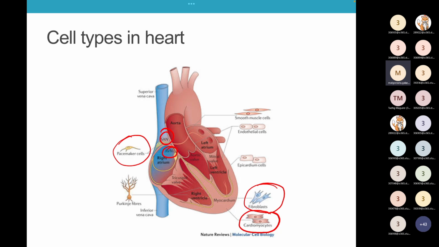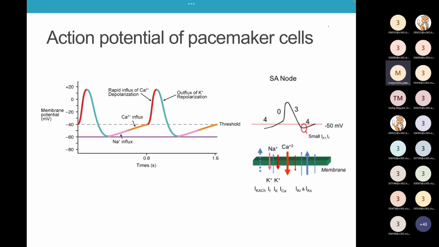As I mentioned earlier, the pacemaker cells are characterized by the spontaneous electrical activity. In other words, they can generate action potential without a stimuli coming from central nervous system. And this is called heart automaticity. So the ability to generate action potential without a stimuli coming from the central nervous system is called heart automaticity. And how is it possible?